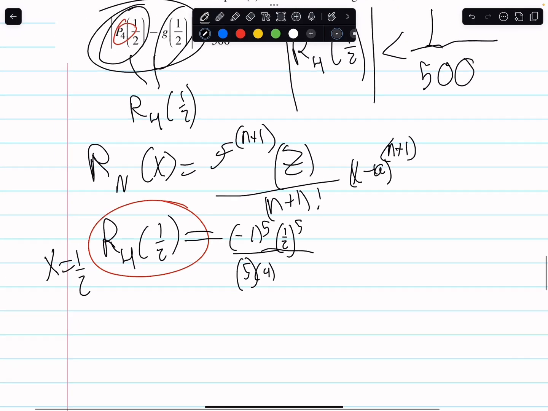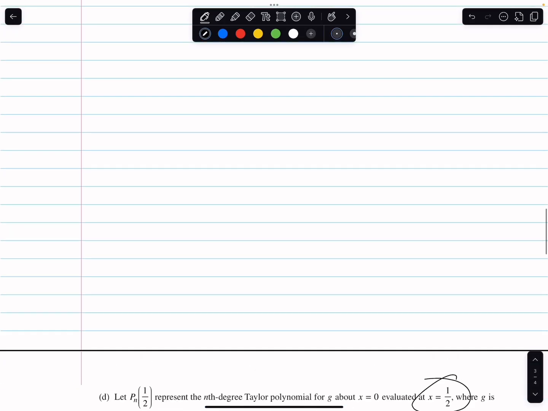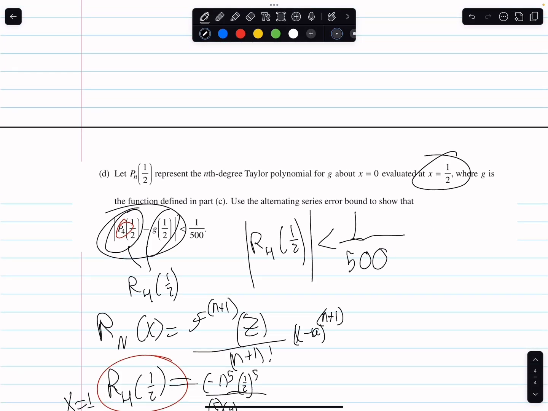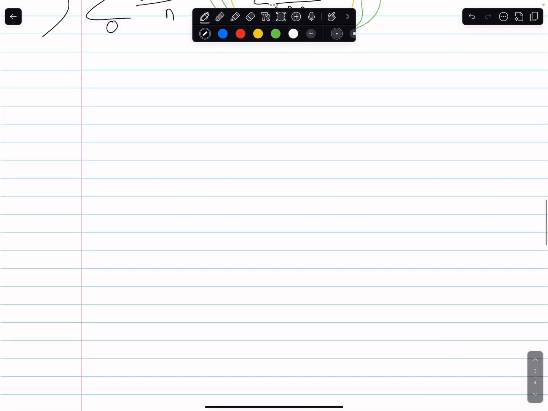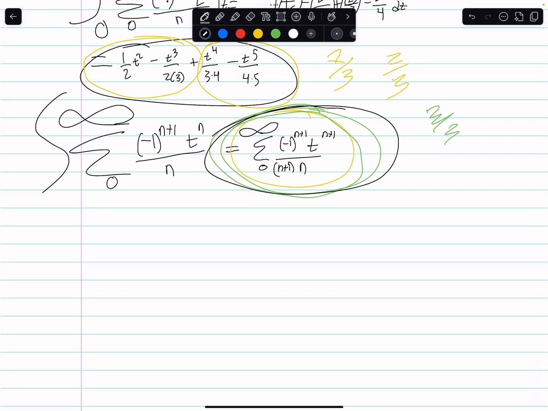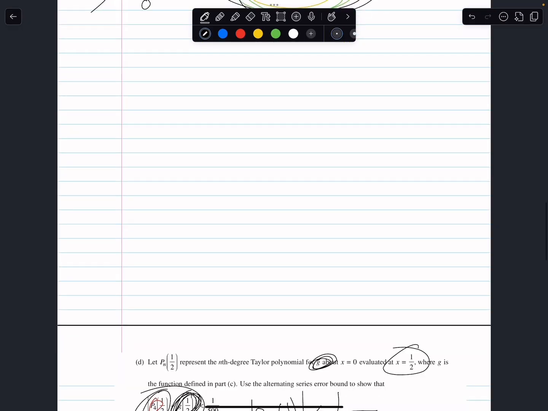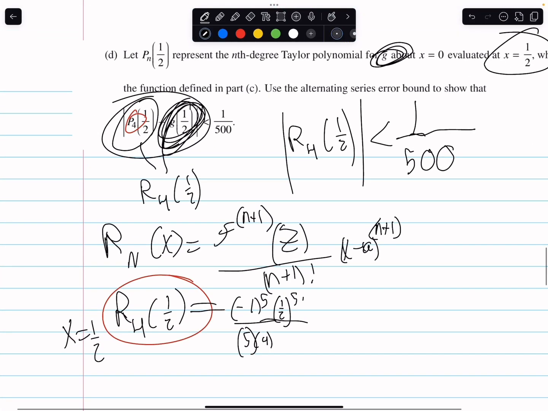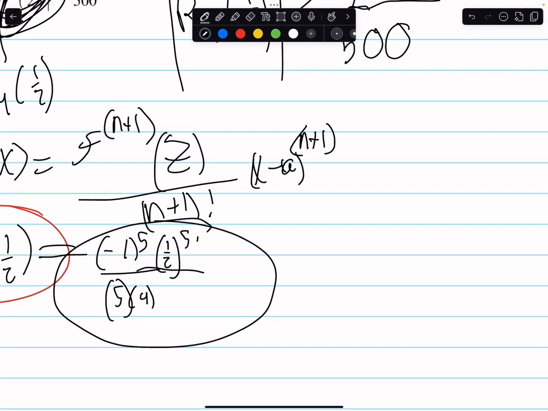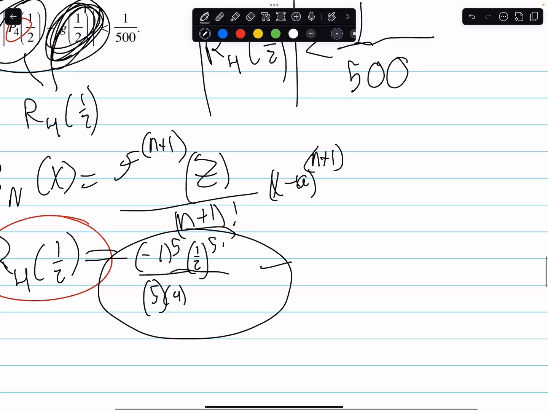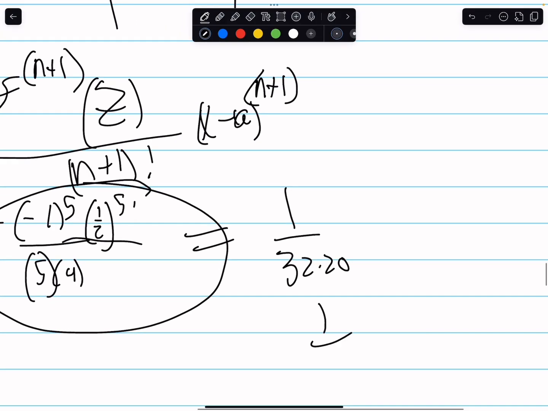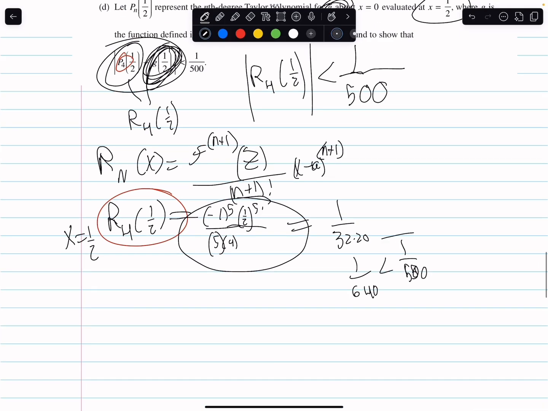And this is directly from the equation that we found up here, because this is g of 1 over 2, and we are using the general term for g, which we found up here. We're using this equation, and we're plugging in for n plus 1, which gets us this here, and therefore we are able to find that this is equal to 1 over 640, I believe, which is less than 1 over 500. So we prove that the remainder is smaller.